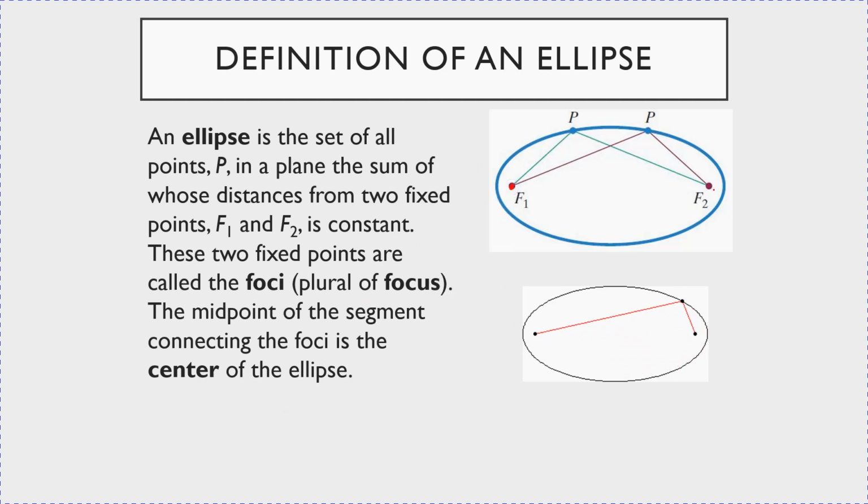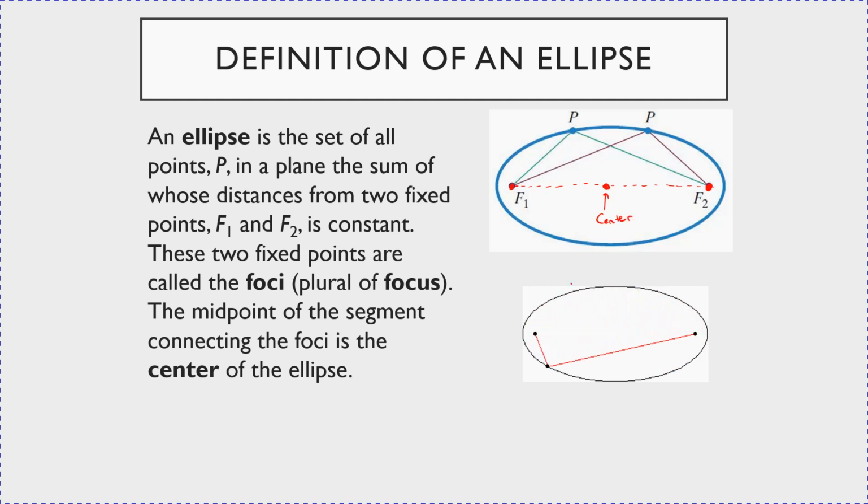Here's F1, here's F2. And I have a GIF here that's going to explain this as well. These two points, F1 and F2, are called the foci, which is plural for focus. And the midpoint of the segment connecting the foci is the center of the ellipse. So this is the center.